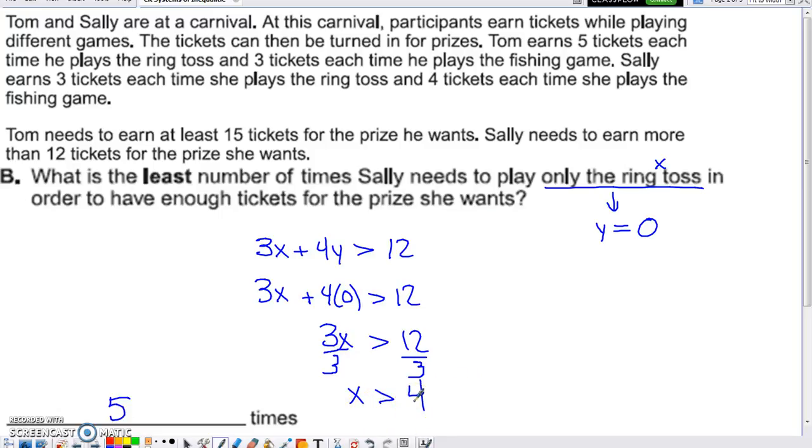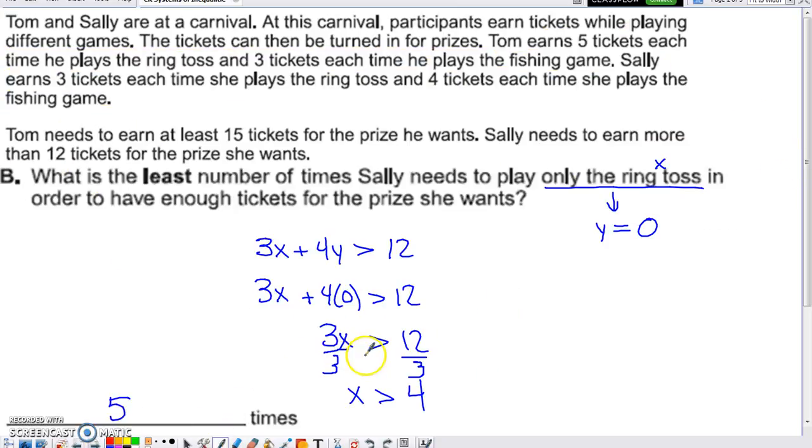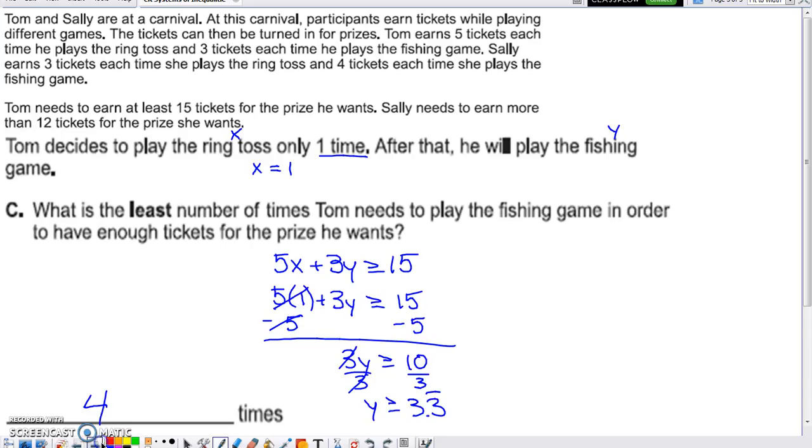If she only plays 4 times, she's going to have the equal to 12 situation that arises. There's no equal to piece on this inequality because of what we saw in part A. It says she wants more than 12, right? So I know that x has to be greater than 4. So what's the fewest number of x's that are greater than 4? Well, 5. She's going to have to play at least 5 times the ring toss only in order to earn the number of tickets that she wants.